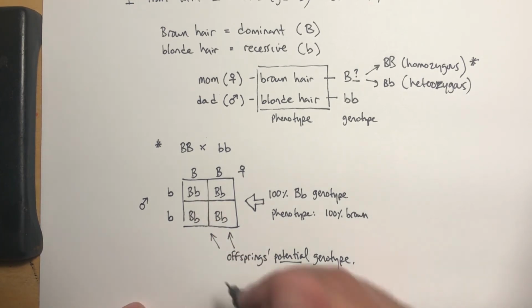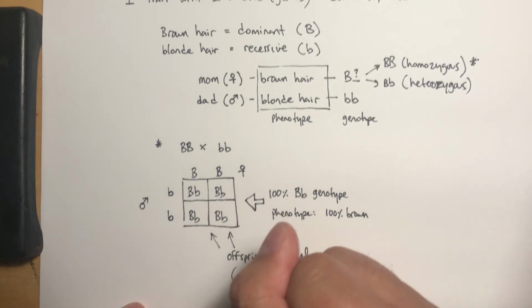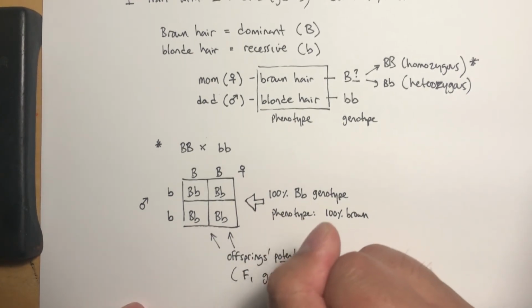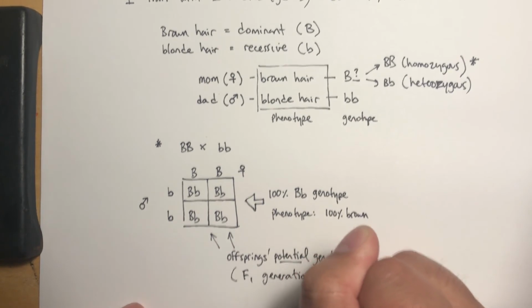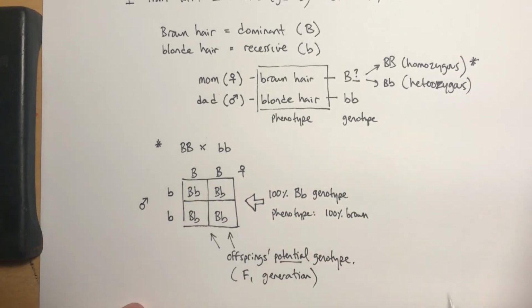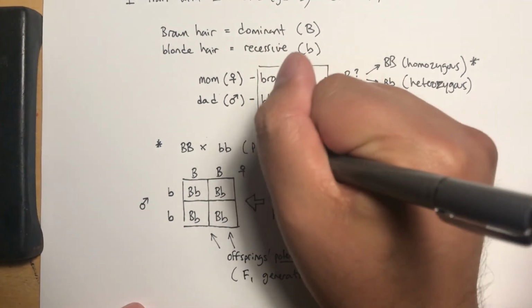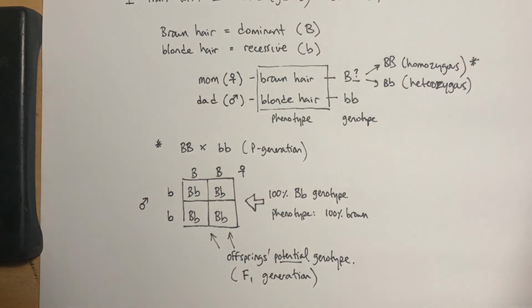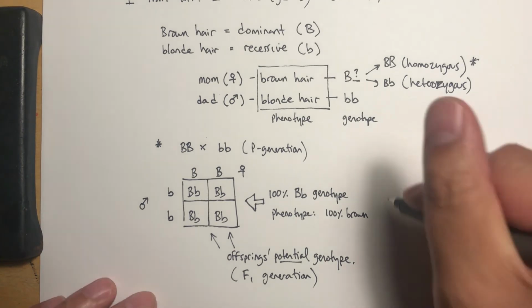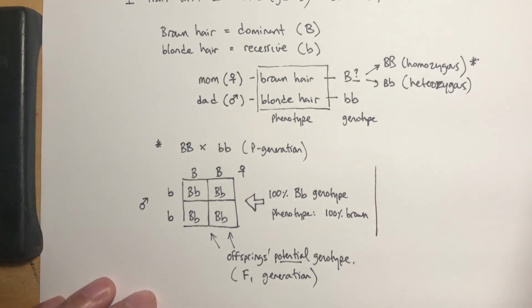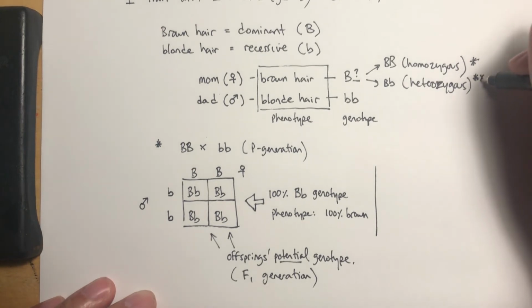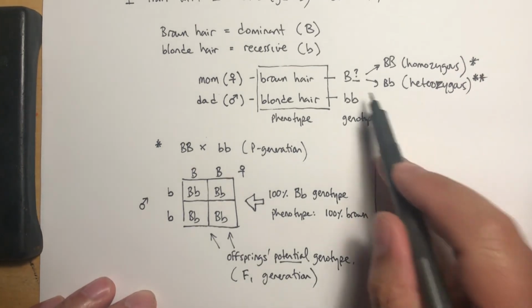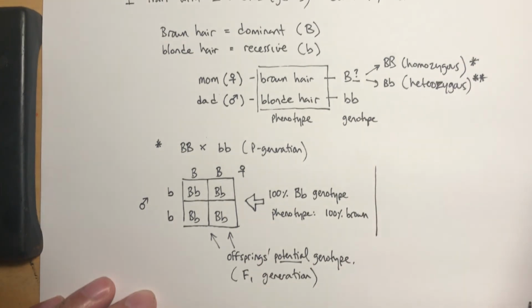These offspring are known as the F1 generation. The parents are the P generation. Parental generation or parent generation, P for short. The other possibility, though, is what if mom was not homozygous dominant, but heterozygous dominant? What would all the offspring look like now?